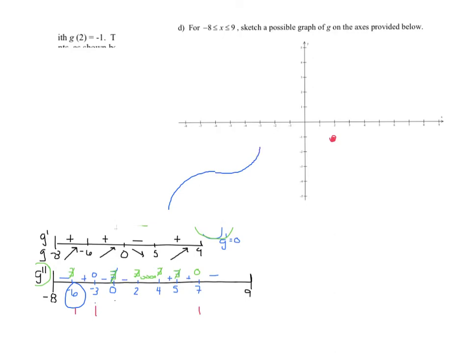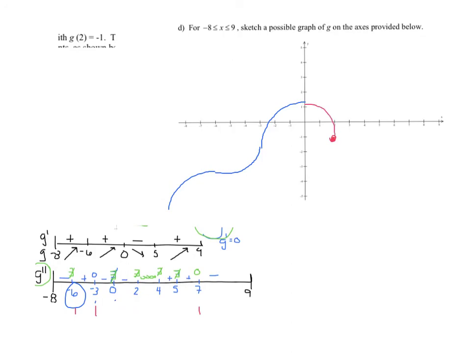From -3 to 0, I'm still increasing and concave down. So I would say something like that. Now again, this could be stretched more. I have no idea where it is, but I know the shape of it. From 0 to 5, I have to be decreasing all the way to 5. And again, just watch the concavity. From 0 to 2, I'm concave down.